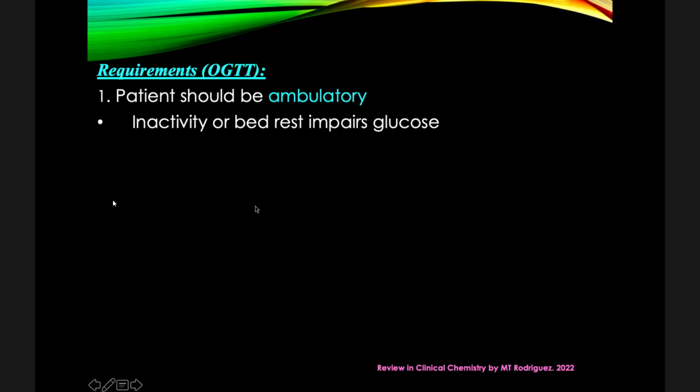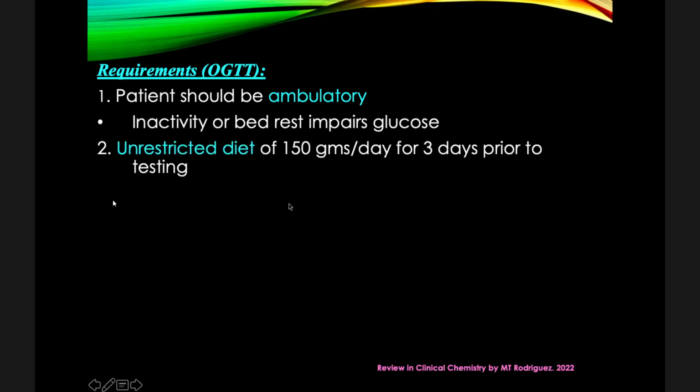Children, that is the most important requirement. Kaya pag tinanong ka sa exam, what is the most important requirement for OGTT? A, fasting? No. Second, ambulant? Correct. Moving? Correct. Walking, jumping, running? Correct. That is the most important, not fasting. Unrestricted diet is the second, not even fasting. Unrestricted diet of 150 grams per day for 3 days prior to testing.